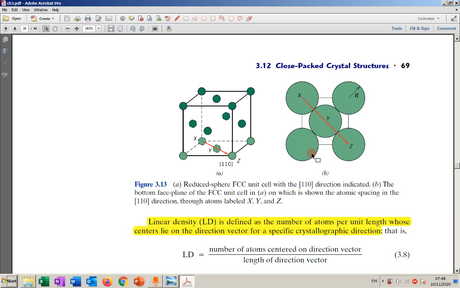Hello everyone, welcome back. In the previous videos we talked about linear density. We explained how we find linear density. Now for today we're talking about a term, family of directions. What do you mean by family of direction, and what is the relation between those directions?